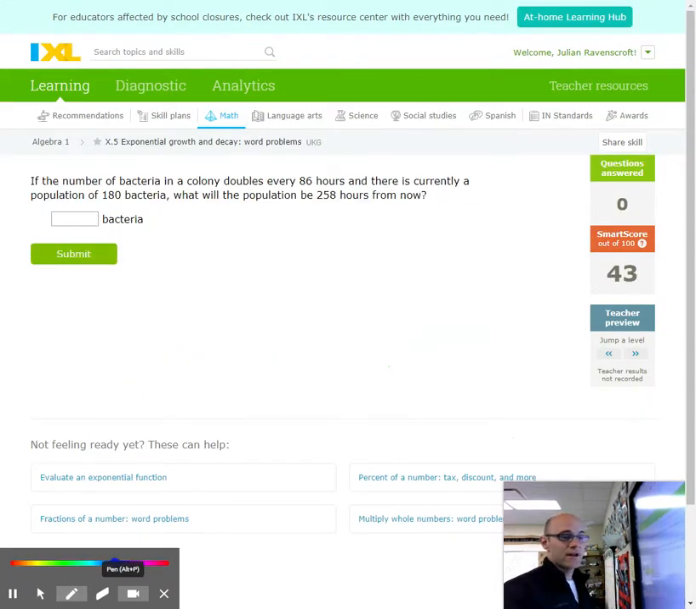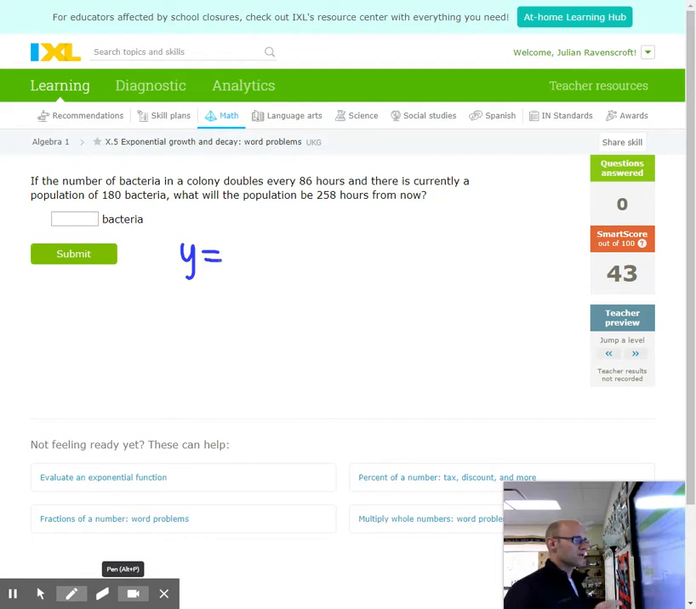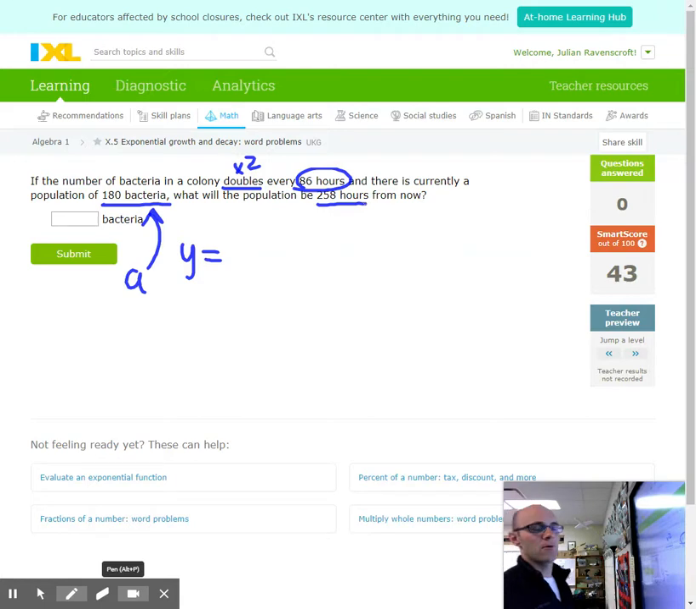Okay, we're going to look at a couple quick examples here, all very similar, but in some ways just slightly different. So in this one, it says a number of bacteria in a colony doubles. That means it gets multiplied by 2 every 86 hours. And there's currently a population of 180 bacteria. That sounds like the initial amount of bacteria. What will the population be 258 hours from now? So how many times is it going to double?